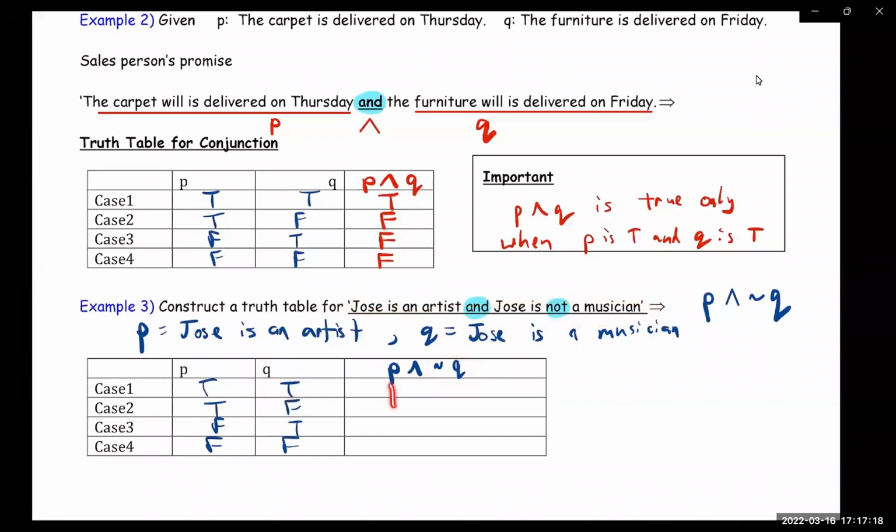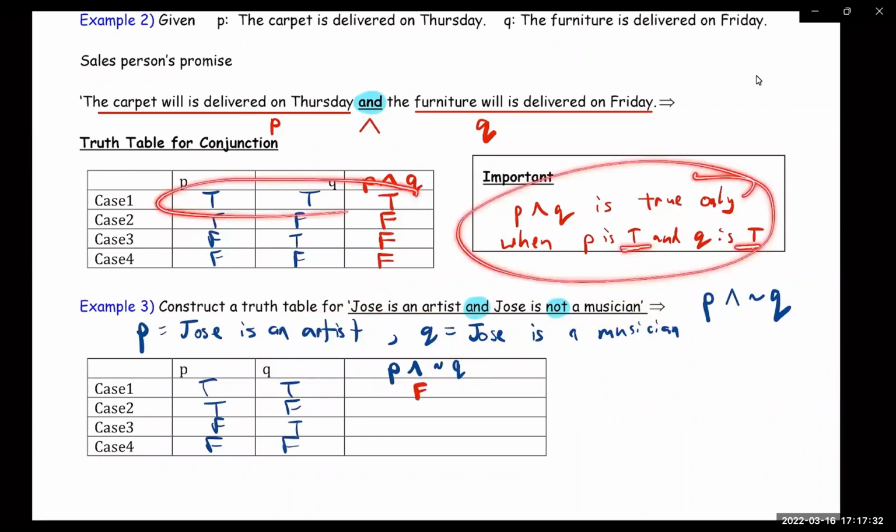So in this case we have true and false, which is, what do you think that is? That's going to make it false. Yeah, that's going to be false, because remember, in order for it to be true, they both have to be true.